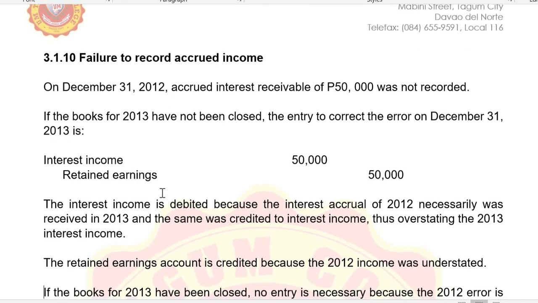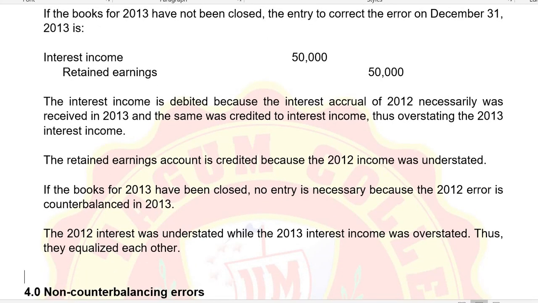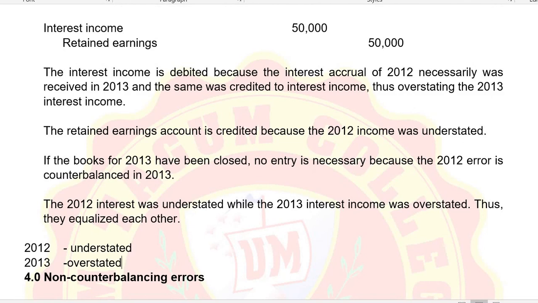Okay, and if this error is not corrected and the books of 2013 is closed, so no entry is necessary kasi nga, di ba, mag counterbalance lang yung error. So for 2012, your net income is understated. Understated siya kasi nga di ka nakapag-accrue ng interest income. So for 2013, you've recorded the interest, diba? You've recorded the interest in 2013. So therefore, overstated yung interest income mo for 2013. That's why overstated din yung net income mo. Okay? So take note na counterbalance lang yung error.